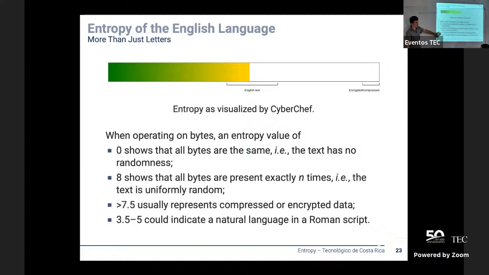Then there are some helpful things that we know from practice. If the entropy is super high, but not eight, because you can only get eight if every byte occurs exactly n times. But if every byte occurs roughly the same number of times, then we have a very high entropy. It means that the data is either encrypted, like we said, which gives super chaotic data, or it's compressed. And why could it also be compressed?